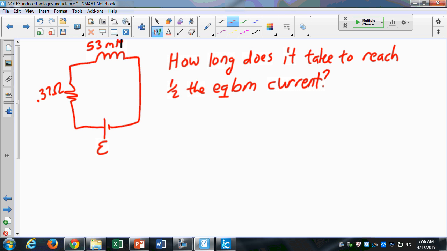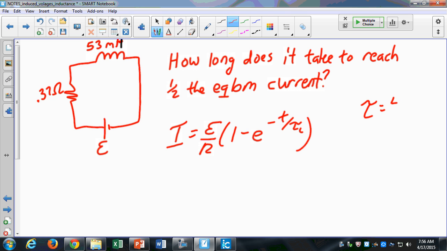So you want to start with that expression that we derived, that I is equal to E over R times 1 minus e to the minus Rt over L, or t over tau, where tau, remember, is equal to L over R. And you want to find the time when my current is equal to half the equilibrium current.